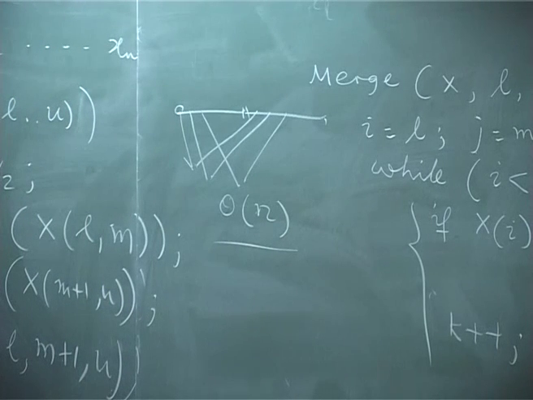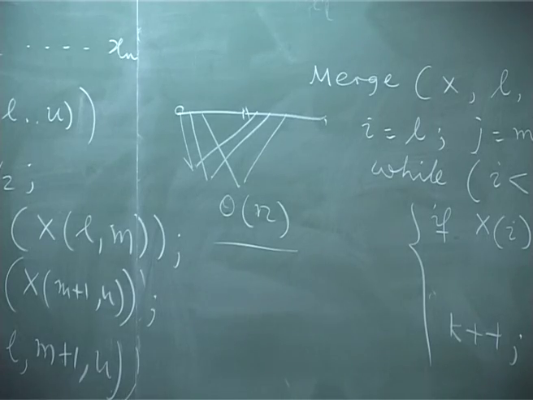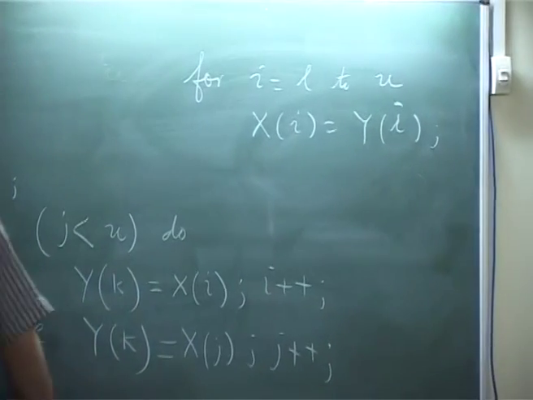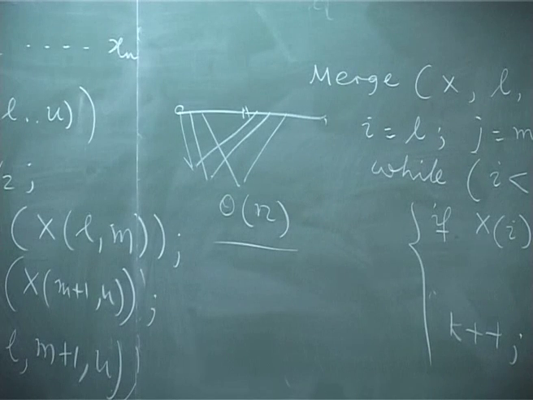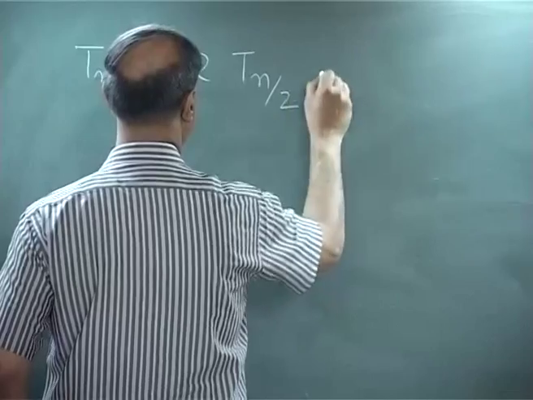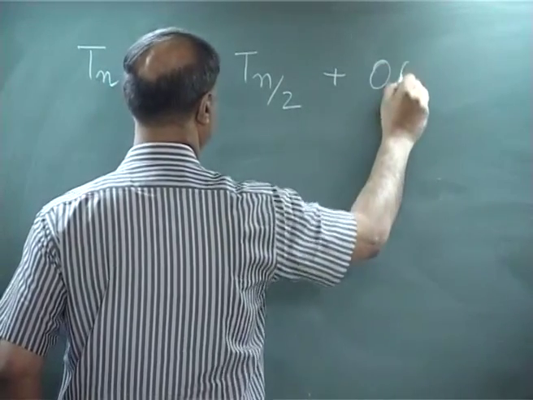U minus L, that is basically order n. Otherwise also, the data movement time will also be order n. So the merge routine will take order n time. In that case, merge sort needs the following time. If Tn is the time complexity to sort, then you have 2 Tn by 2 plus order n. This is for merging.